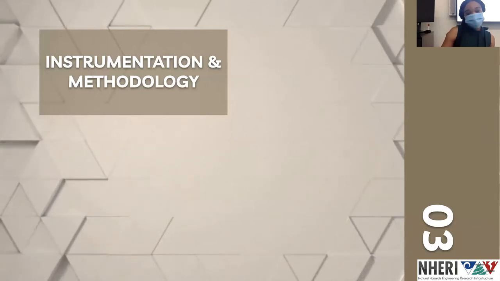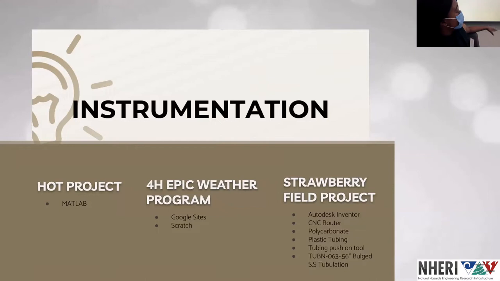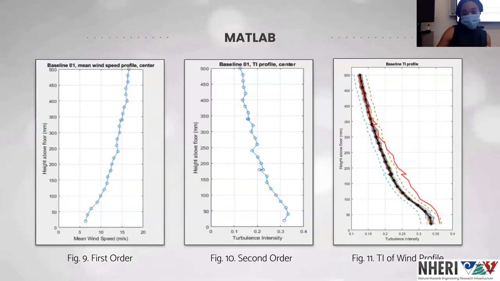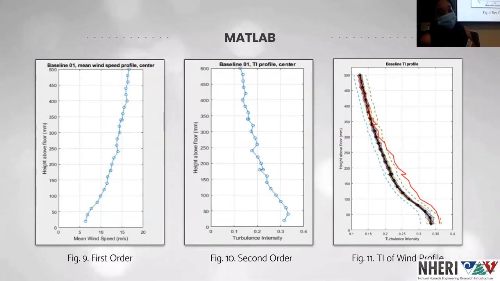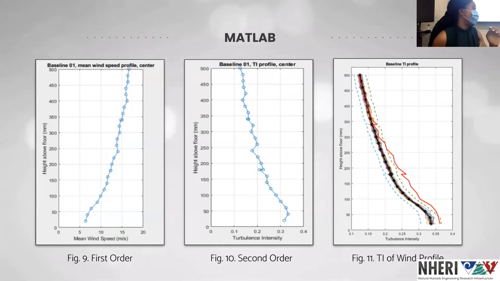So, instrumentation and methodology. These are the software or instruments that I used for all three components of my research, and I'll be going through the methodology of all three of them. So for MATLAB, we developed codes that compare the first and second order statistical moments of wind. The first order is just the mean wind profile, and the second order is just the turbulence intensity profile. And the last one is the turbulence intensity of the wind, where the machine learning algorithm detected within three standard deviations which experiments were statistically similar or just equivalent, to understand the capacity of how the boundary layer wind tunnel I showed you can simulate wind behavior.